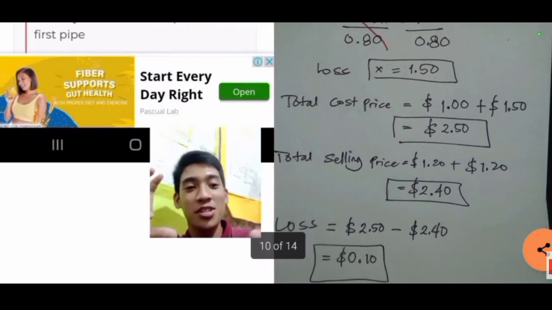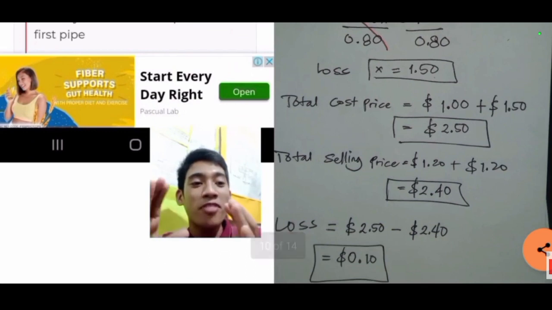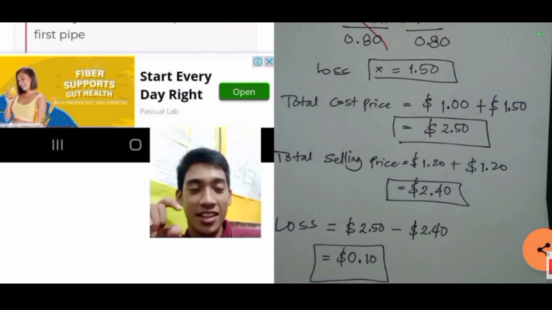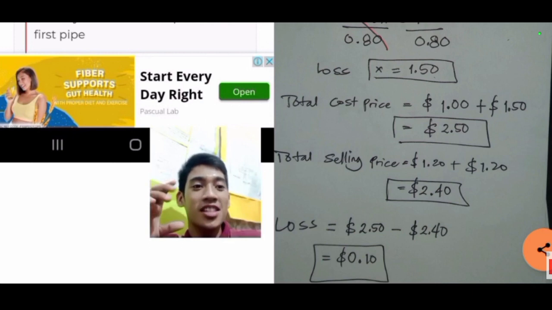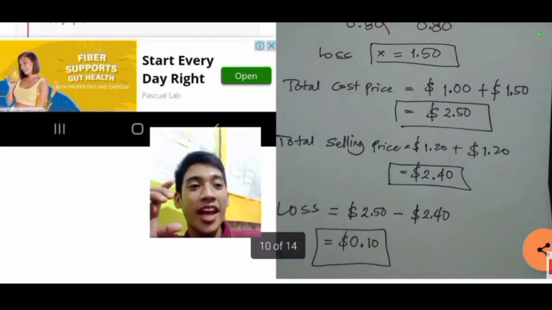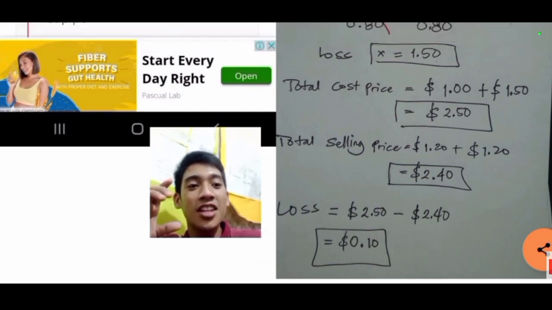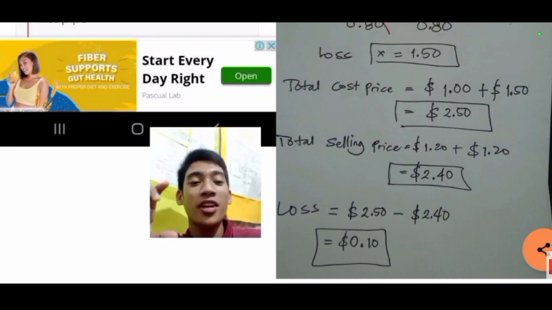So there is a loss. $2.50 minus $2.40, there is a loss of $0.10. Again, loss is the subtraction of the cost price, which is 2.50, and your selling price, which is 2.40. Therefore, there is a loss of $0.10 or 10 cents.